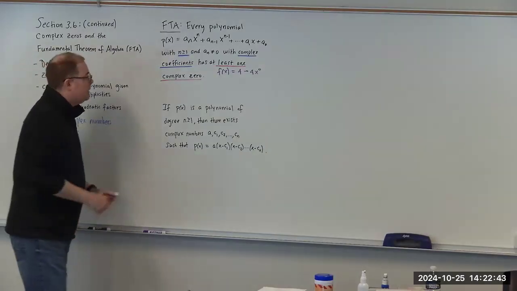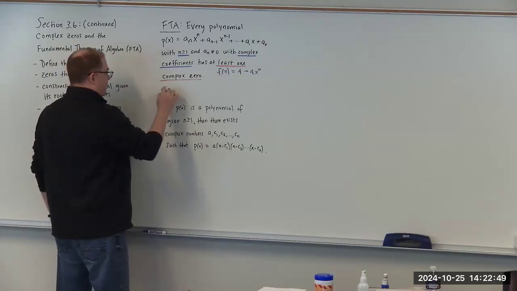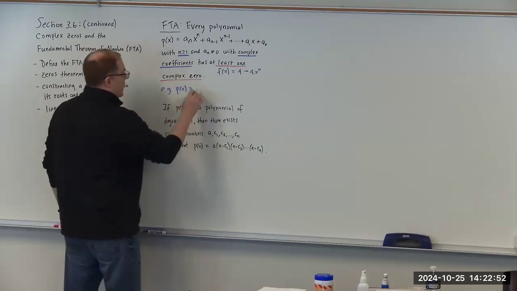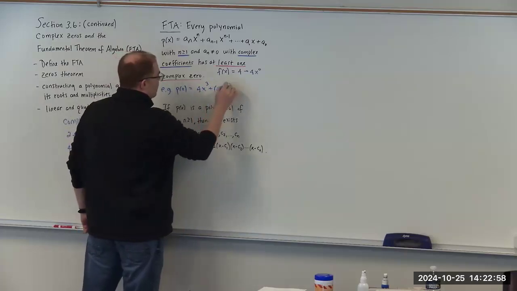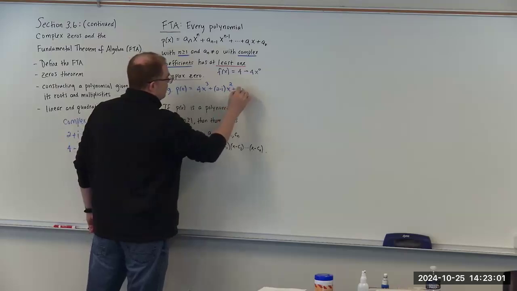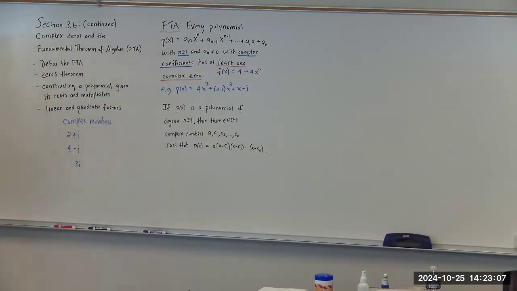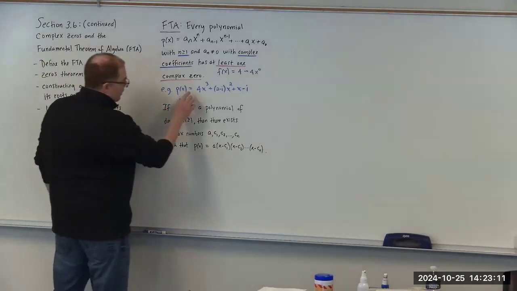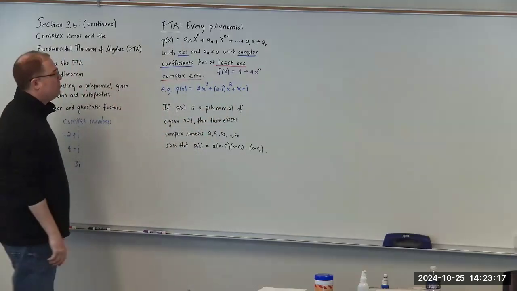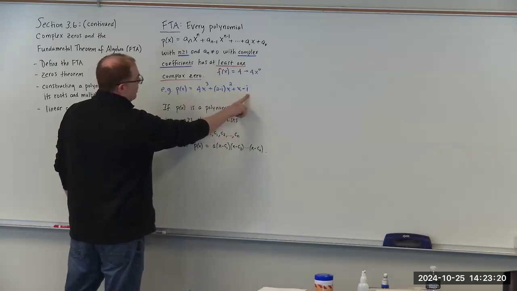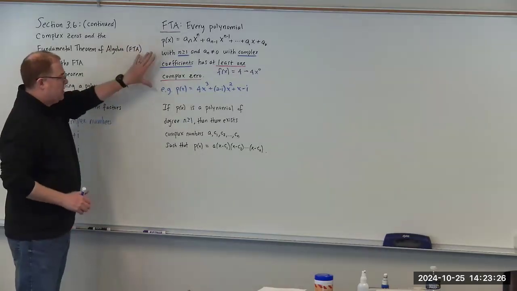An example of something that looks like this would be 4x to the power 3 plus (2 minus i)x squared plus x, and let's say minus i, for example. So basically we're allowing real and complex values for the coefficients, and it's possible that the constant could be a complex value. So this is a very general statement.